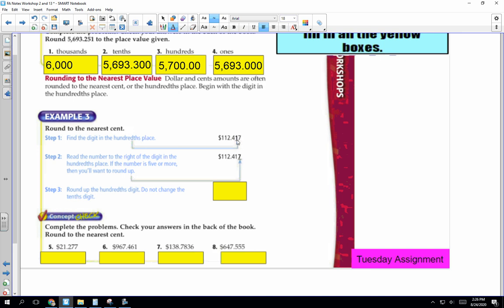We start with the 1. The number to the right of it is a 7. So it is 5 or more. We round up. So this guy is going to be, and don't forget, if you're talking money, don't forget your dollar sign. So this is going to be dollar sign 112.42. If you're doing cent, you don't have to put the 0 there.